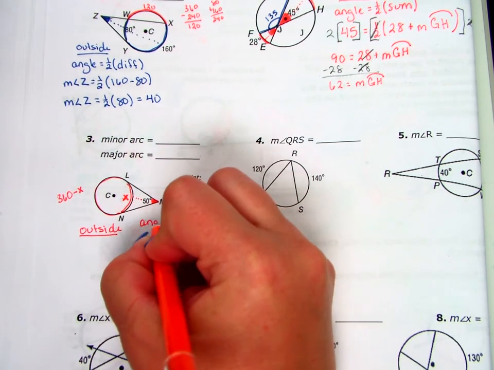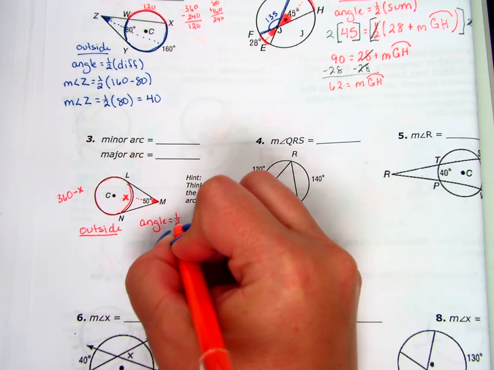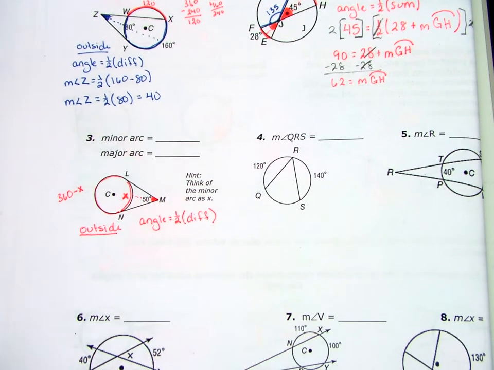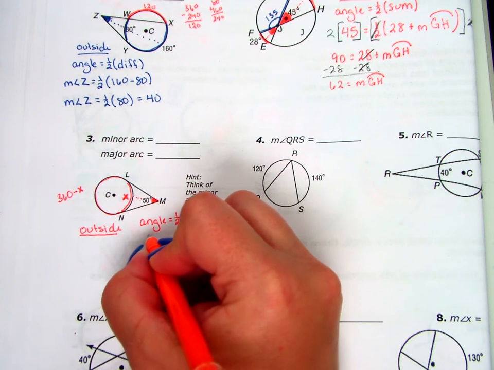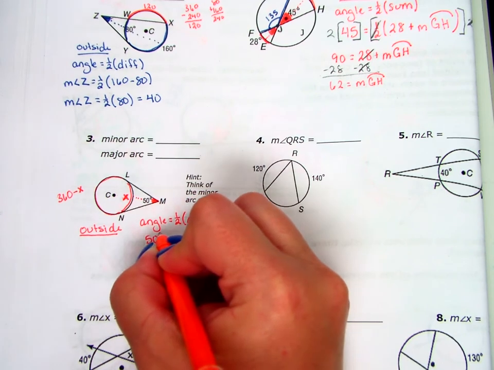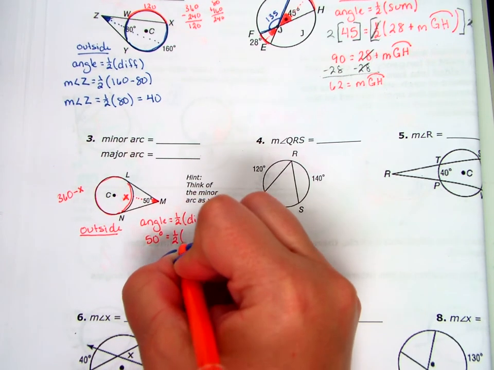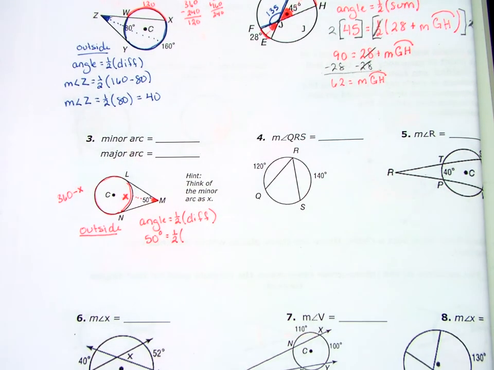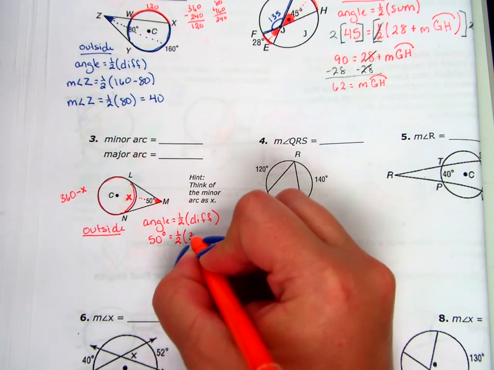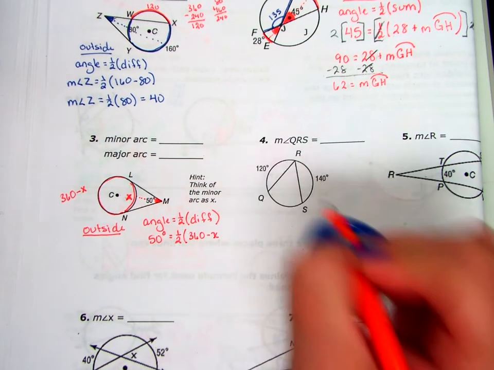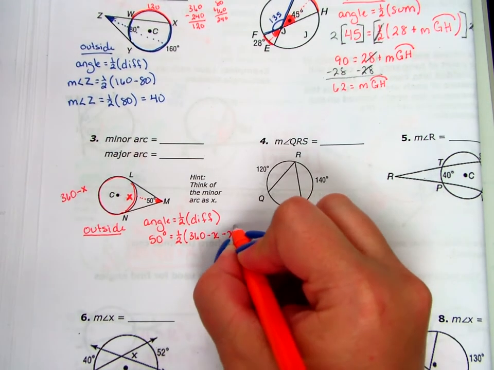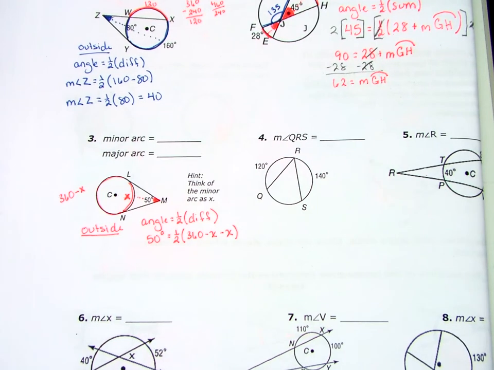So since it's outside the circle, I know I'm going to say the angle is 1/2 the difference. So that angle, 50 degrees, the angle that's outside, is 1/2 the difference. Remember, you always put your bigger arc, the outside one, in first. So I want to put in that 360 minus x first. And then I'm going to take away the inside arc, so minus x.